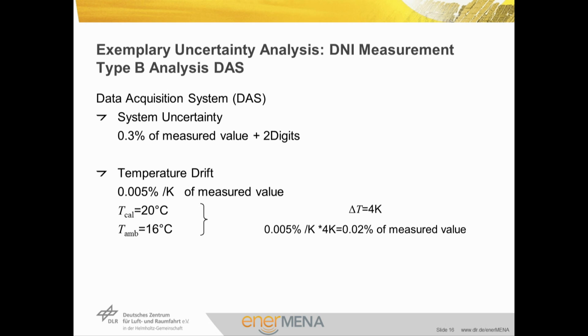For a value of 4, for example, the actual value of the last digit could be 2, 3, 4, 5, or 6. Besides, AD converters are usually relatively sensitive to operation temperature. Therefore, an additional uncertainty contribution of 0.005% of the measured value per degree temperature difference of the instrument temperature to the calibration temperature needs to be accounted for. If the instrument temperature is not known, the ambient temperature can be used as an approximation. In the present case, there's a temperature difference of 4 K, which results in 0.02% of the measured value.